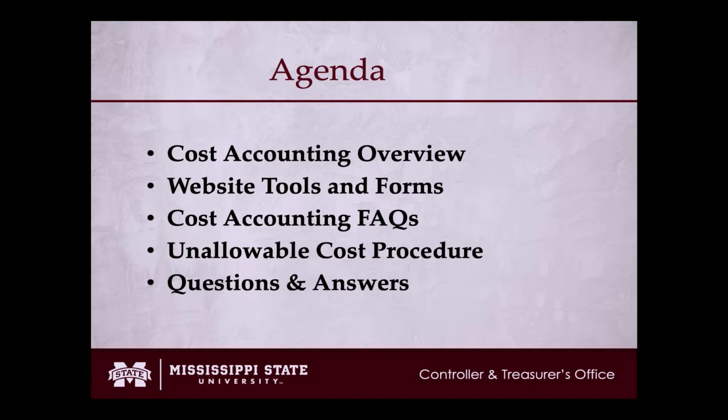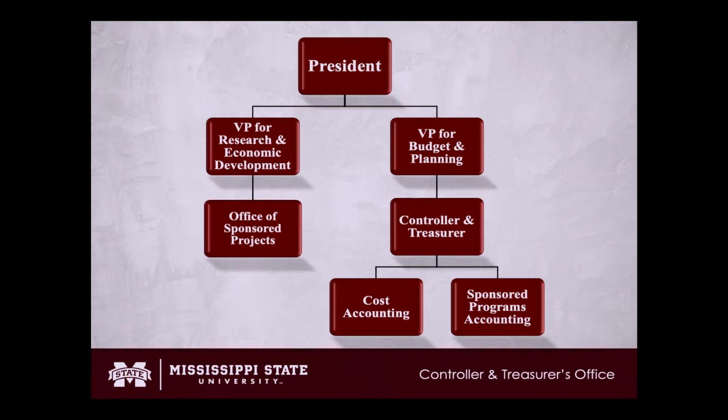The agenda for today includes an overview of cost accounting, highlight the various tools and forms on the cost accounting website, discuss cost accounting FAQs, explain MSU's unallowable cost procedure, and finally have a Q&A session. Since cost accounting deals with grants and contracts, it serves both the pre- and post-award departments. As you can see from this MSU organizational chart, cost accounting resides between the Office of Sponsored Projects and Sponsored Program Accounting.